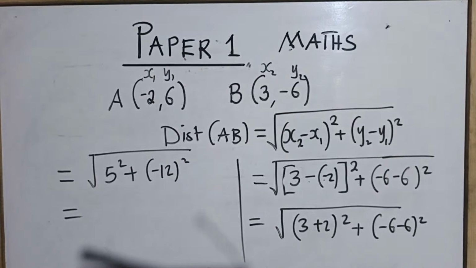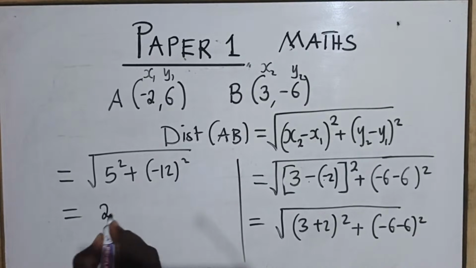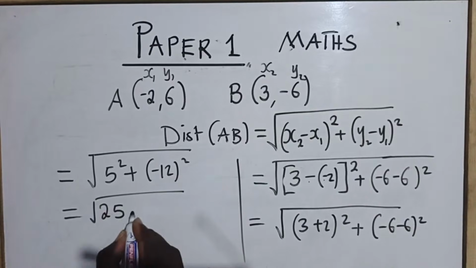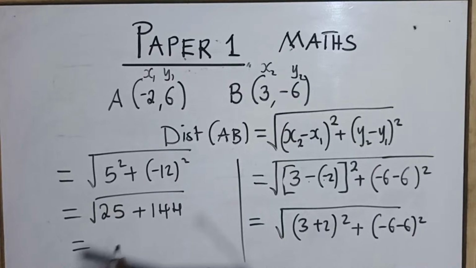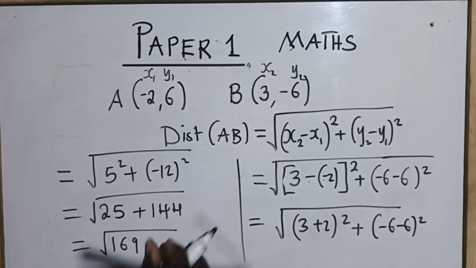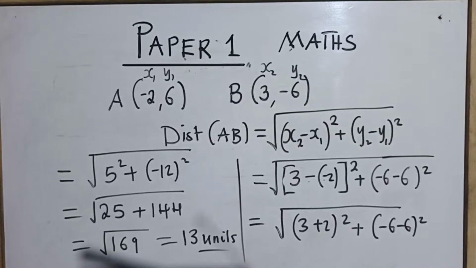Remember, whichever number's got a negative sign, you put it inside the brackets, like I'm doing right over here. So now, 5 squared is giving us 25, while negative 12 squared is giving us 144. And when we add these, we're getting 169. So the square root of 169 is 13, so 13 units. That's the distance we are looking for. So the distance between point A and B is right over here.